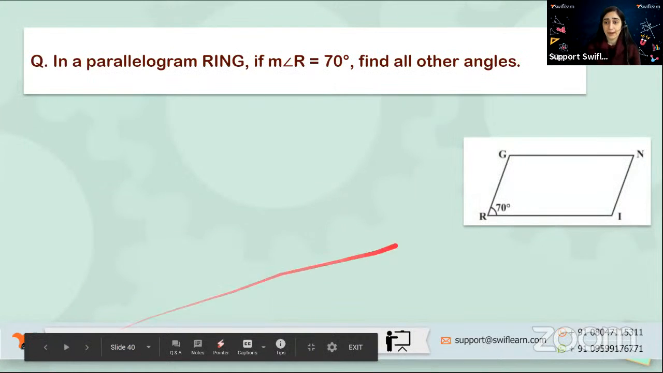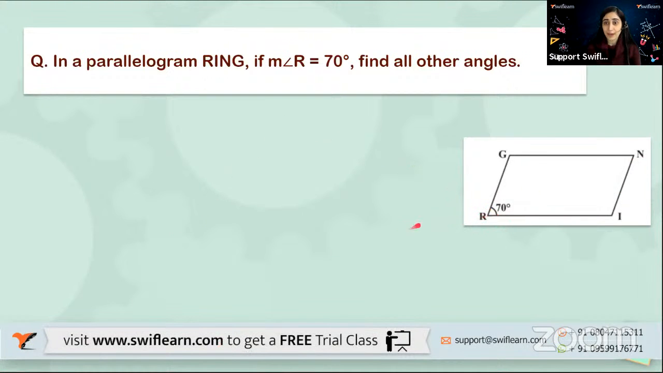Okay, now it's a parallelogram, R-I-N-G, ring. If angle R is 70 degrees, find the other angles. Now this is quite easy. How can you do it? How will you proceed? You just know one angle. How can you calculate the other angles?